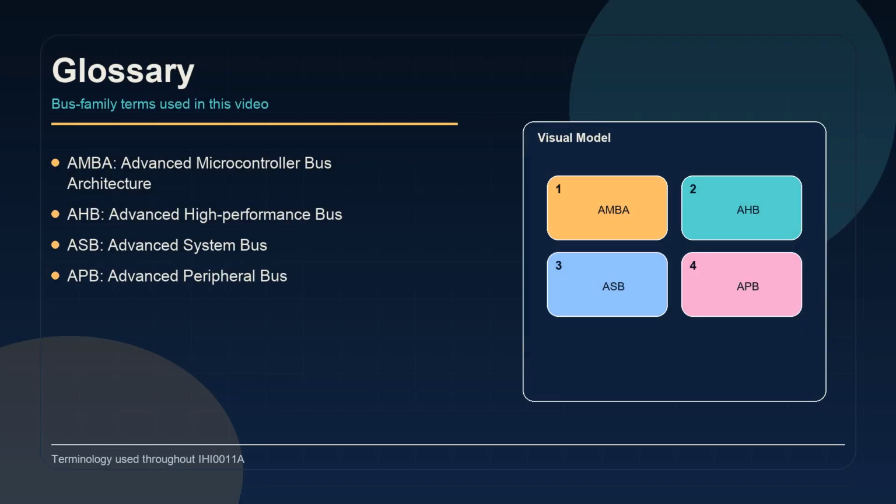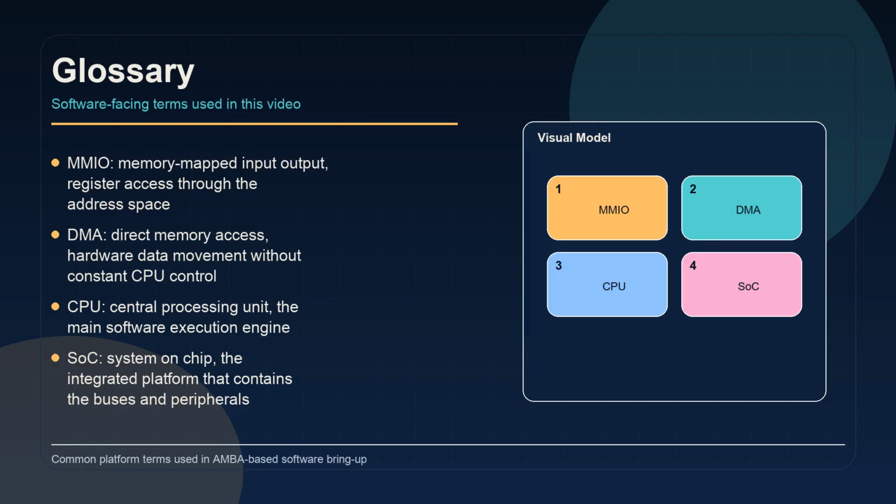To close, here is a glossary for the main bus family acronyms. AMBA stands for Advanced Microcontroller Bus Architecture. AHB is Advanced High Performance Bus. ASB is Advanced System Bus. And APB is Advanced Peripheral Bus. MMIO means Memory Mapped Input-Output. DMA means direct memory access. CPU means central processing unit. SoC means system on chip, the complete integrated platform using these buses and peripherals.